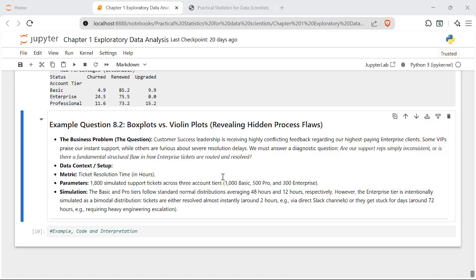Are our support reps just wildly inconsistent, or is there a fundamental hidden structural flaw in exactly how enterprise tickets are routed and resolved?